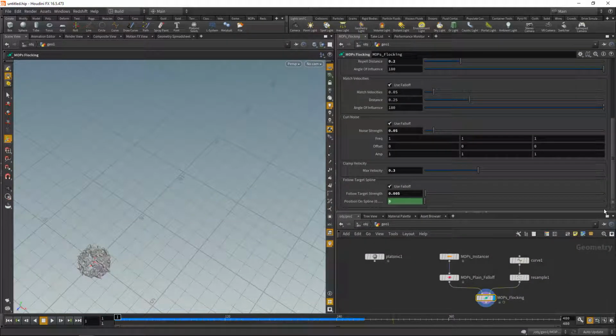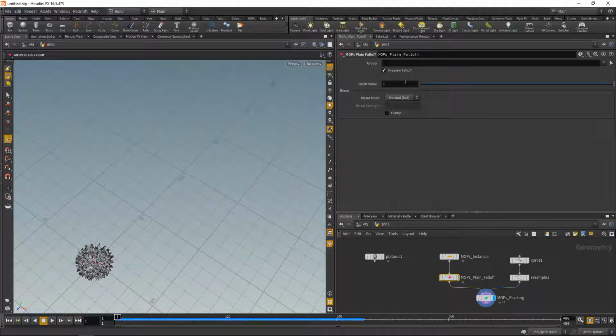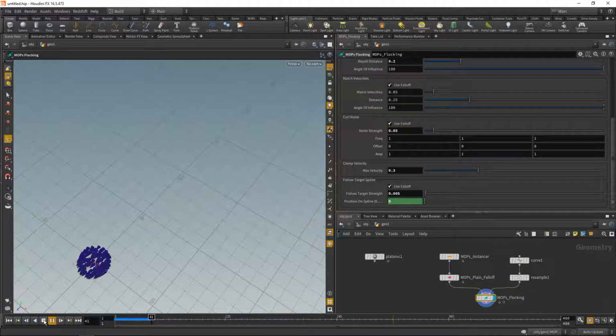And finally, one setting we haven't mentioned yet is the use falloff checkbox. What that does is it takes this strength value and multiplies it with the falloff. So a falloff of 1 means all those forces are not scaled down. A falloff of 0, however, means do not use that force at all. So once we set MOPS plane falloff to 0, we can see that our particles aren't moving at all, because all of the forces are scaled down to 0.